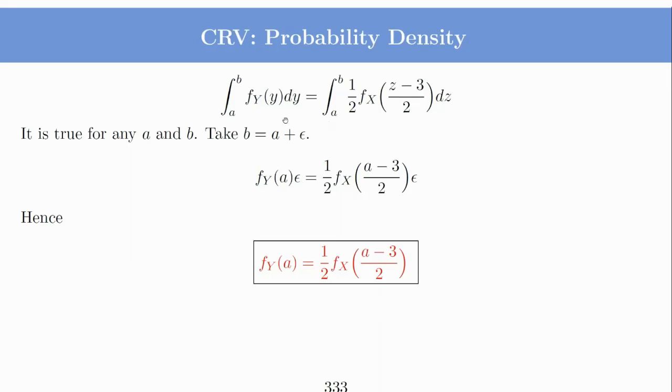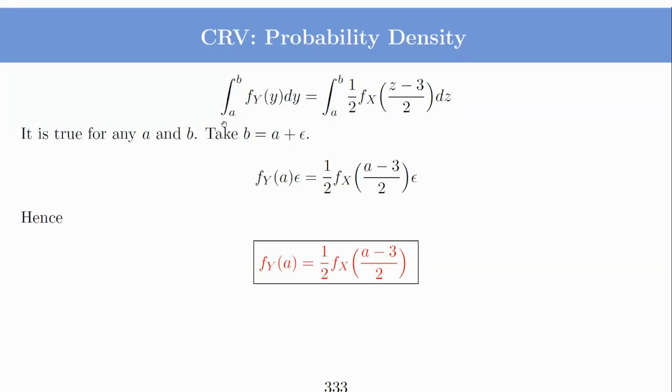Now, first of all, we have to notice that this is true for any a and b. This is the first required condition: to be able to compare two integrals, this condition should be true for any possible value of a and b. If it is true for only a few values, you cannot compare. But we have seen that when we were proving this, we did not assume anything about a and b. So this means this should be true for every a and b. Now, we will take b equal to a plus epsilon, and epsilon is a very small number.